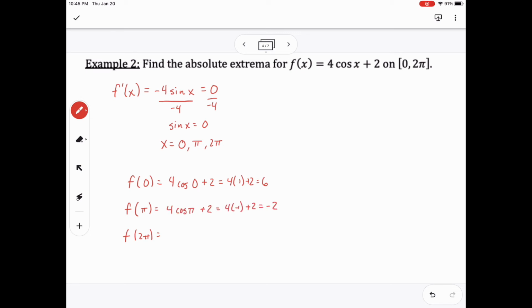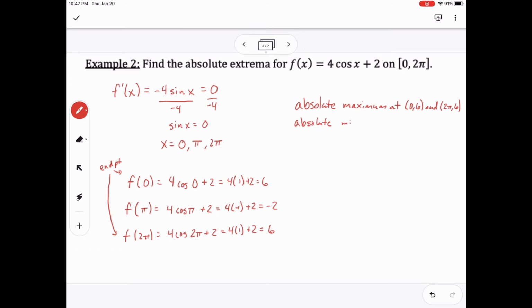So for f of 0, I get 6. f of pi, I get -2. And for f of 2 pi, I will also get 6. Because you get two values that are exactly the same, that means that you have two absolute maximums, since they're both the biggest. So I would say absolute maximums at (0, 6) and (2 pi, 6). And then an absolute minimum at my other value, which is (pi, -2). And that would be my answer.